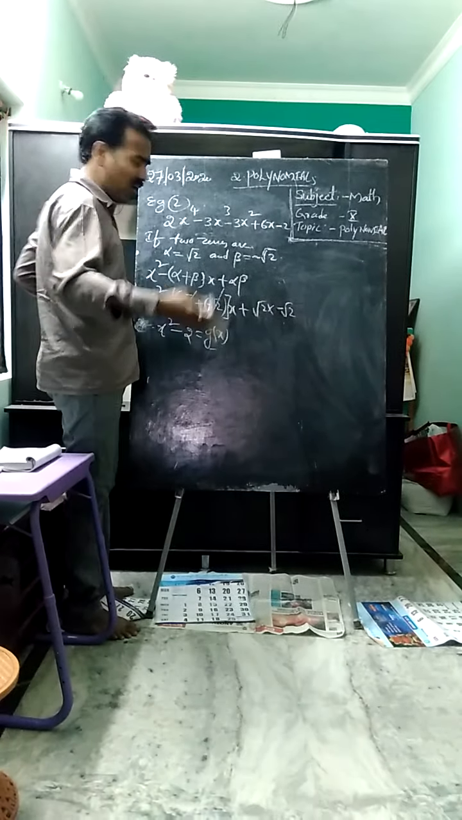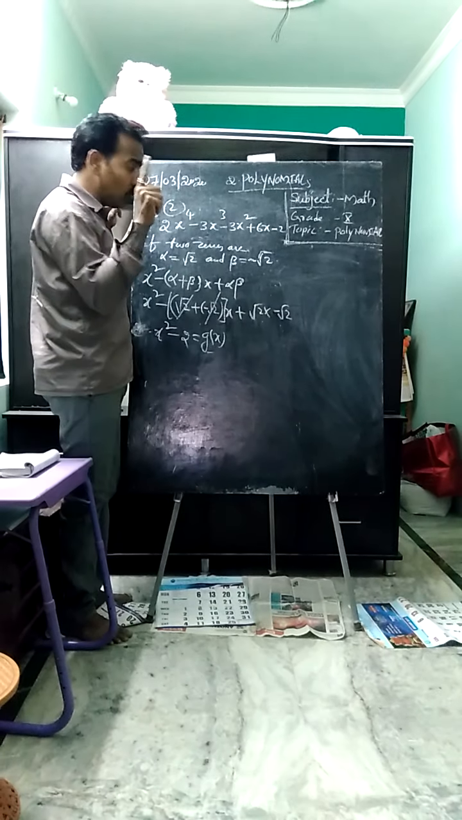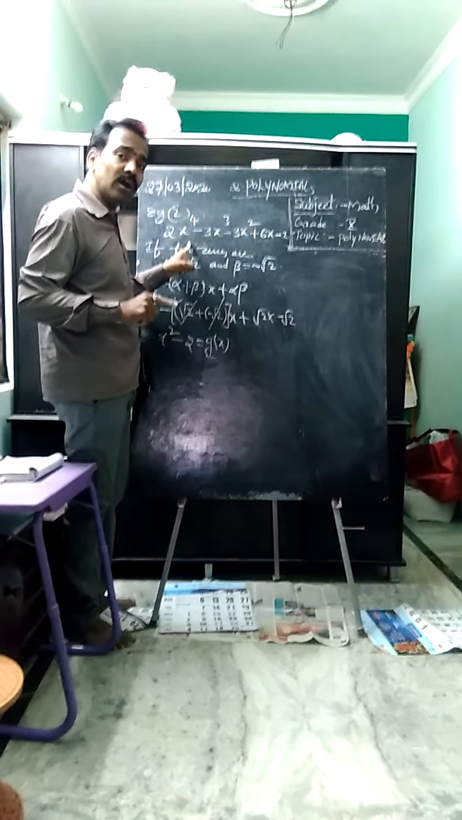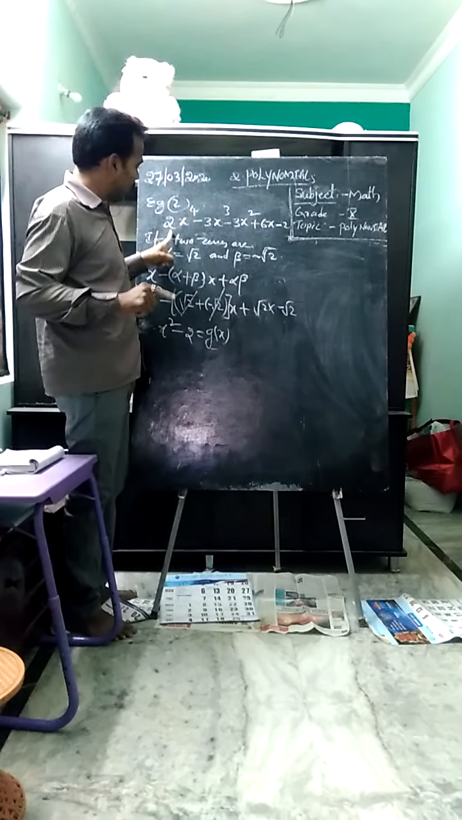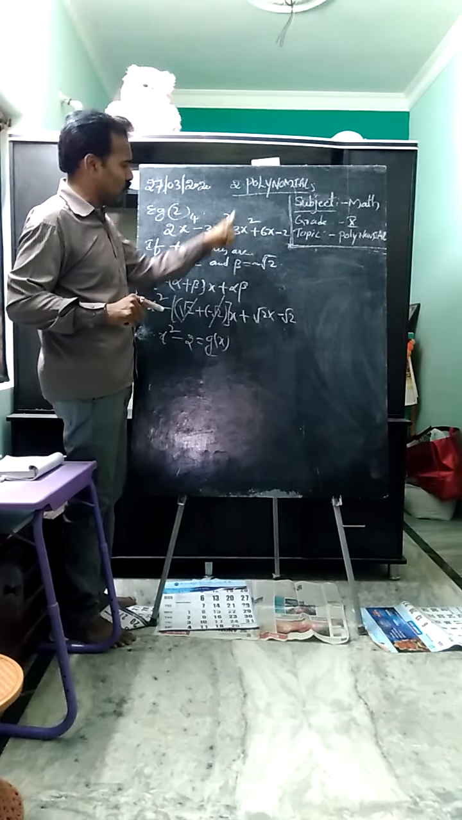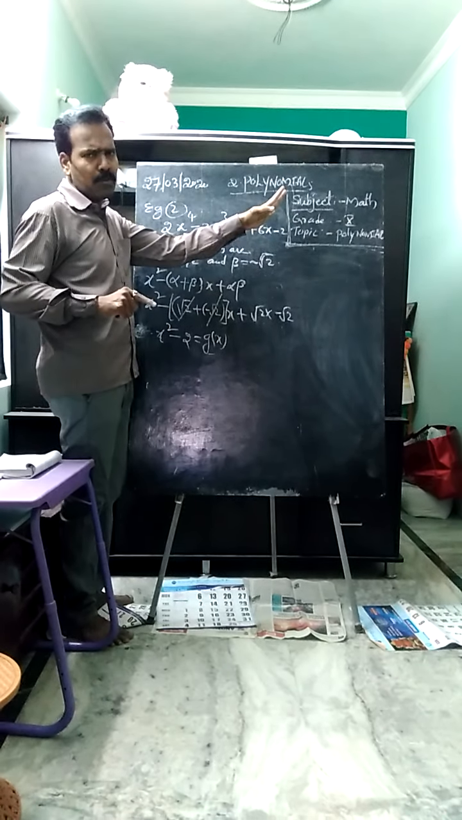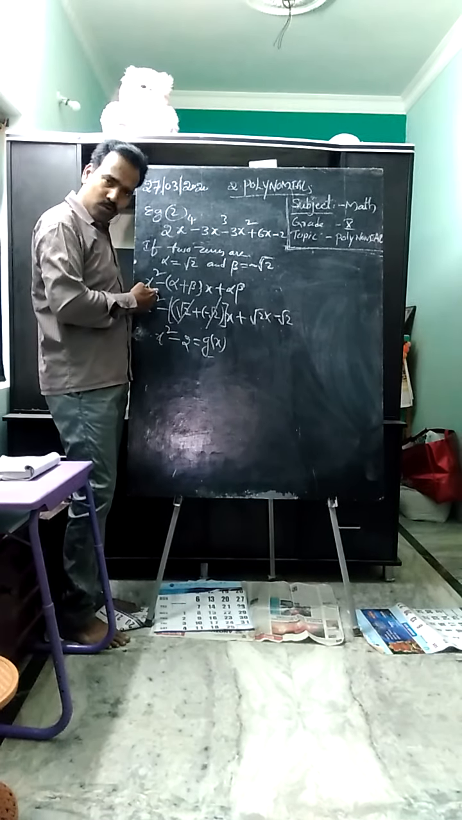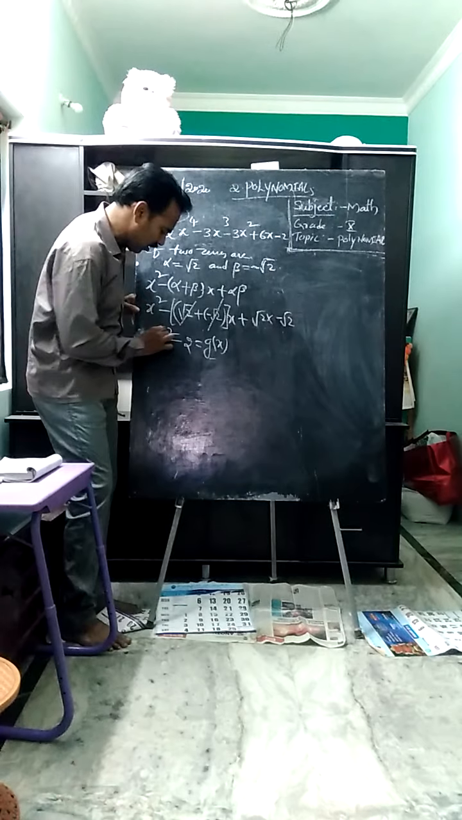Let me take the given polynomial as p of x. But before doing long division, check whether it is in proper order or not. If you check 2x power 4 minus 3x cube minus 3x square plus 6x minus 2, it is already in proper order. After taking these two as zeros, we found one quadratic polynomial, that is x square minus 2. It is also already in proper order.